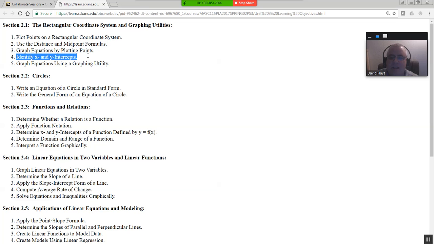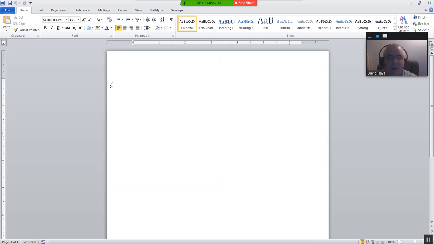Now we're going to identify x and y intercepts. I'm going to do this algebraically because down here in section 2.3 it says determine the x and y intercepts, but this implies looking at your graph. Well, looking at your graph is pretty easy. You just look to see where it crosses the x and y axis. So since we're talking about the x and y intercepts, let's talk about how to find them.